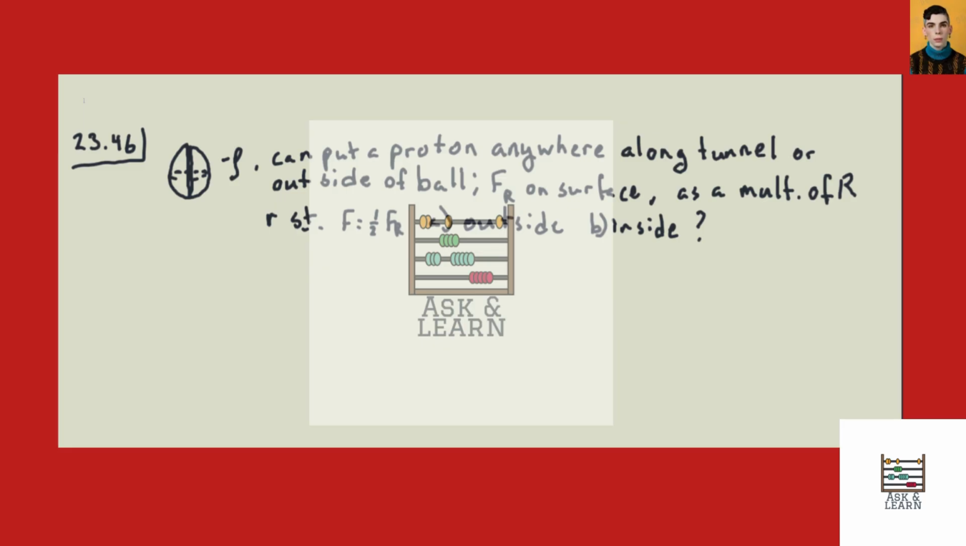Problem 23.46. We have a uniformly negatively charged sphere with a tiny little empty tunnel through it going from one end to the other. We can place a proton anywhere we like, outside of the sphere or in the tunnel. We'll call F sub R the force on the proton at the surface of the sphere. And then, as a multiple of the radius of the ball, R, we want to find the distance from the surface of the sphere. So this is actually going to be r minus R, such that we get 1/2 of the force at the surface. A, we want to do it outside, and B, inside.